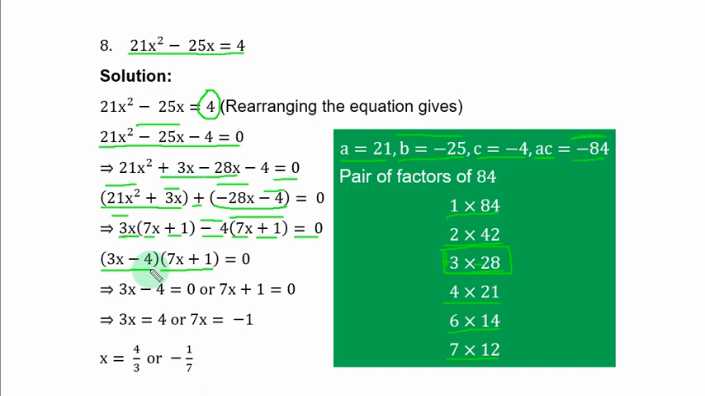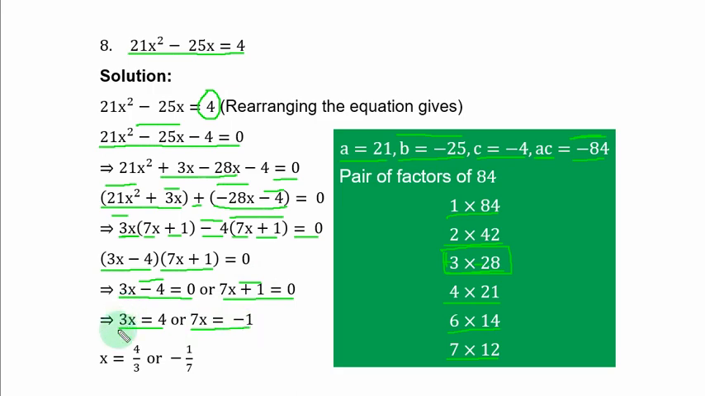You equate each group to 0. That is, 3s minus 4 is equal to 0, or 7s plus 1 equal to 0. To solve the resulting linear equations, you transfer the constant terms respectively to the right hand side. If you transfer minus 4 in the first linear equation, you have 3s equal to 4. If you transfer plus 1 in the second linear equation, you have 7s equal to minus 1.